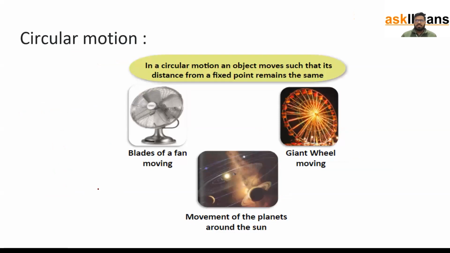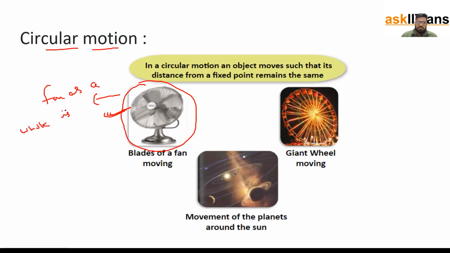Okay. So the next concept is circular motion. What is circular motion now, or what is the basic difference? If I give you the example of a fan like this, the blades of the fan are moving. Yes or no? But if I talk about the fan as a whole, the fan as a whole is not moving.